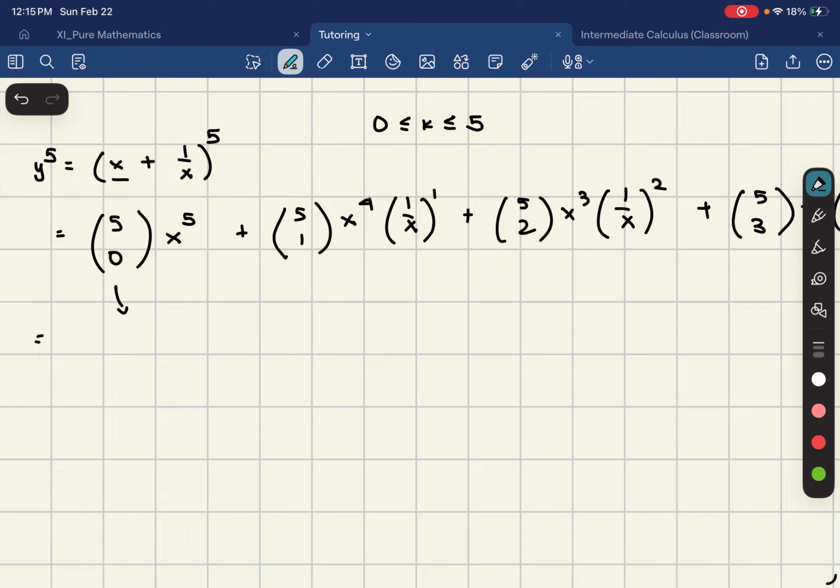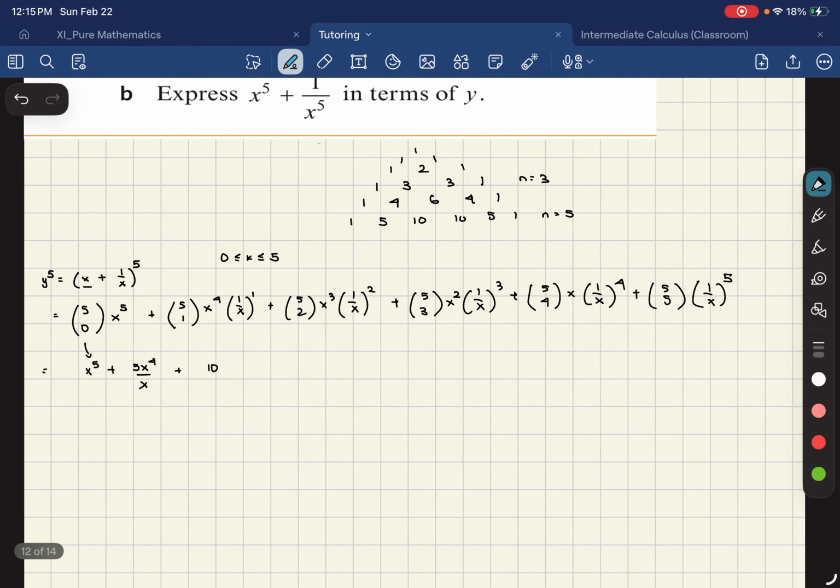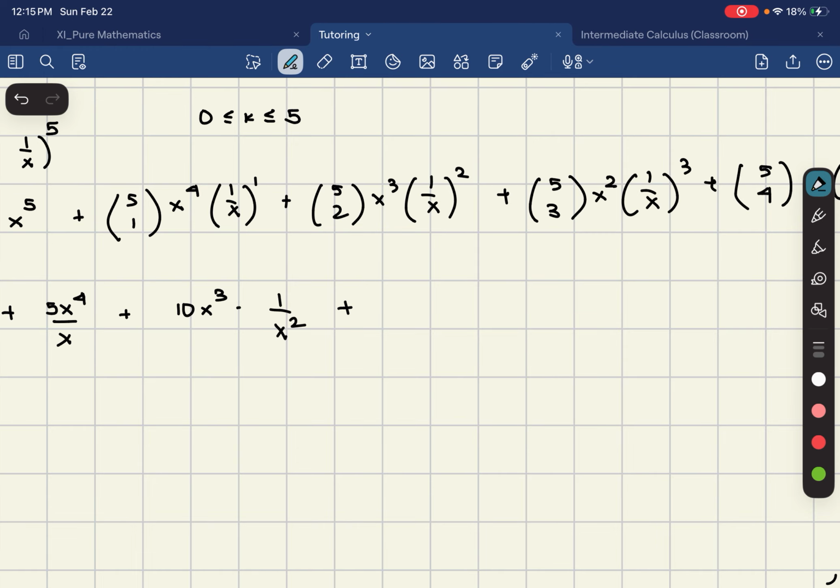So this is going to be x to the power 5. And if you repeat, 5C1 is just 5x to the power 4 divided by x, plus 5C2 is just 10. It's just the numbers that we have here, right? So 10 x cubed times 1 over x squared, plus 5C3 is 10 again, x squared times 1 over x cubed.